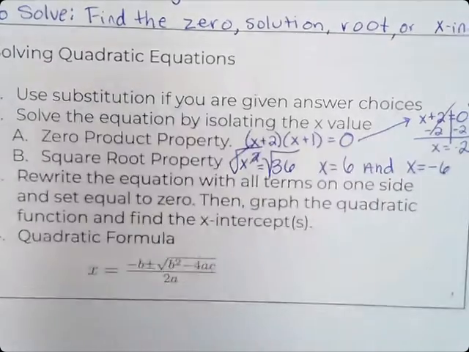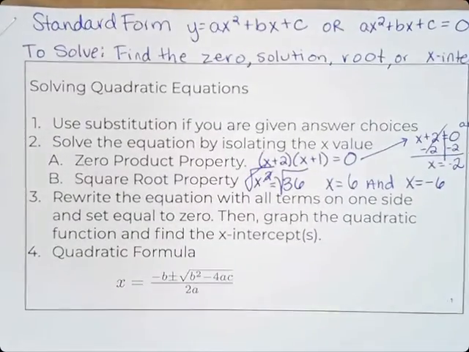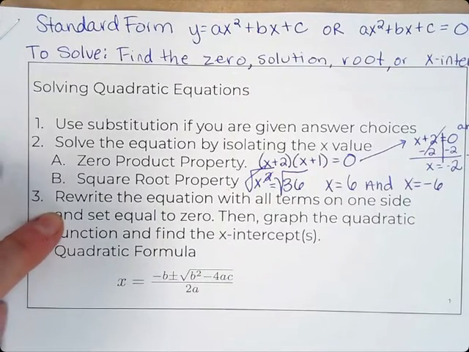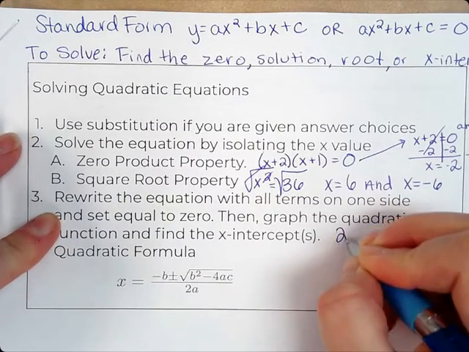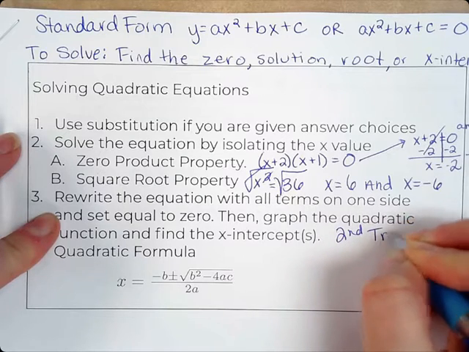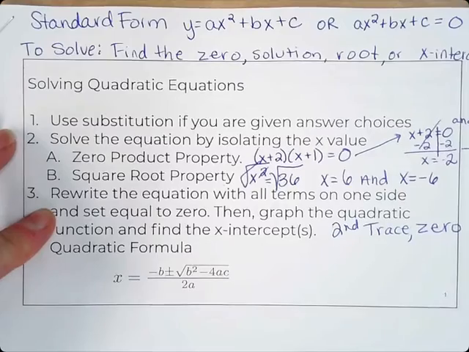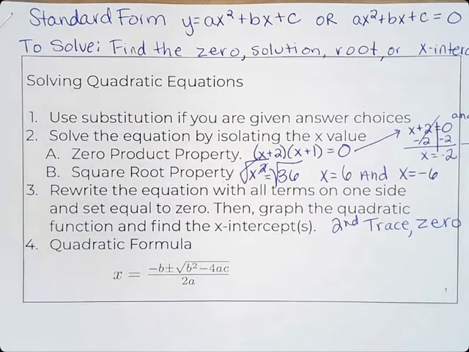Okay, the third one, rewrite the equation with all terms on one side and set equal to 0. Then graph the quadratic function and find the x-intercepts. That would be another way to solve it. We've done this several times, putting into y equals and doing that function second trace and then doing the 0 with our calculator.